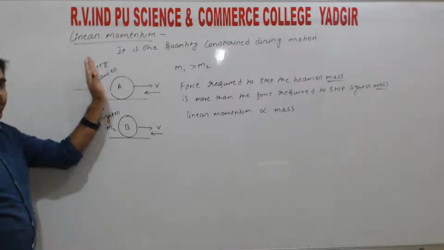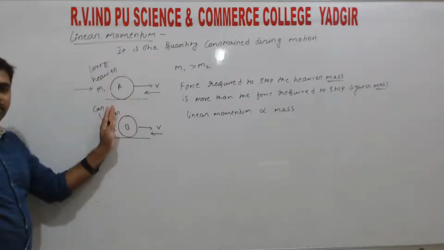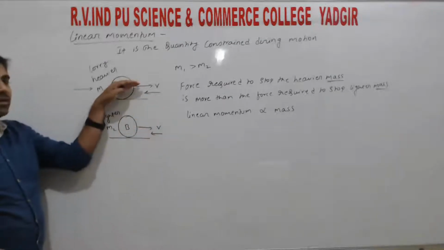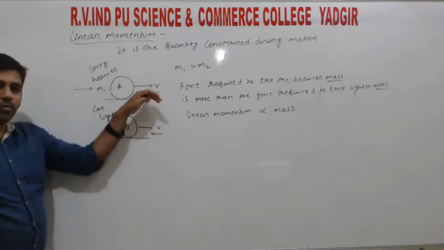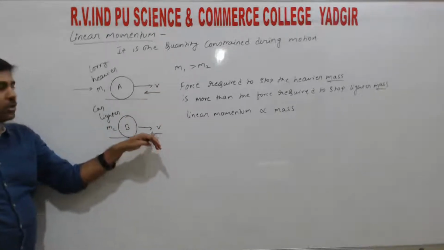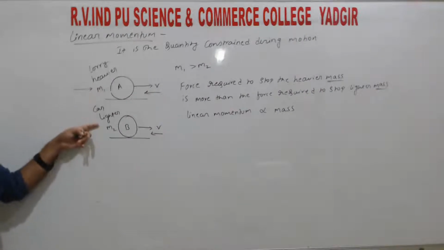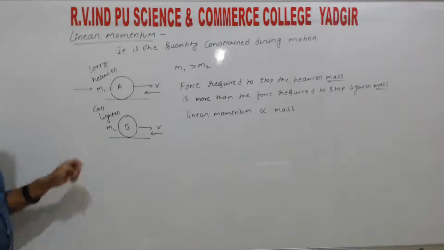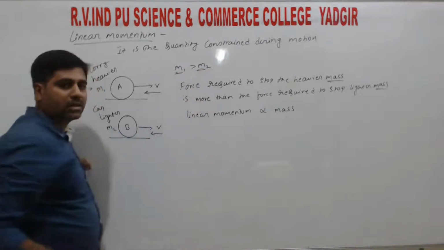So if we apply the same force to a car as we apply to push a lorry, what happens? The car will move faster than the lorry. So here we have taken the cases where both are moving with the same velocity, right? So with the same velocity moving, the force we apply also varies, right? So this is the first case, where there is a difference in masses, right?